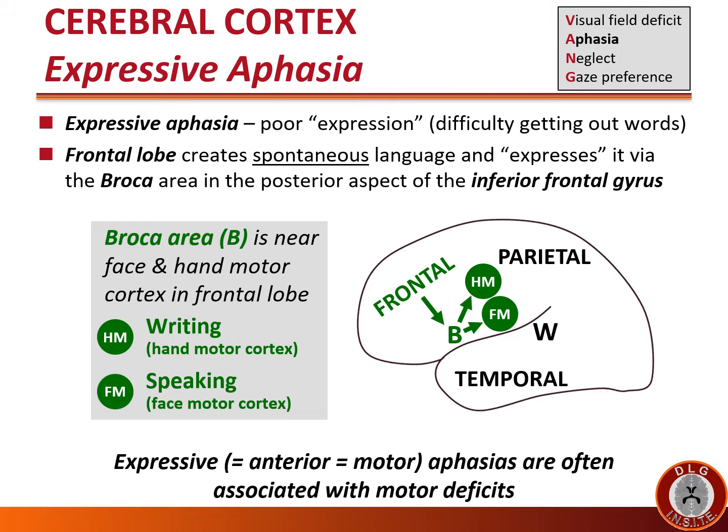Expressive aphasias are also known as anterior aphasias or motor aphasias, and logically are often associated with motor deficit, such as weakness on the other side of the body.